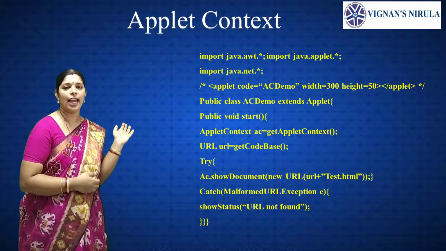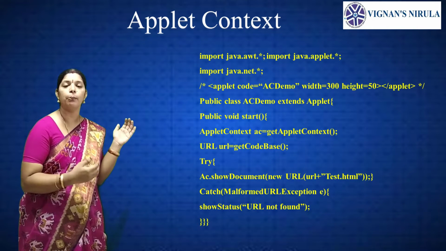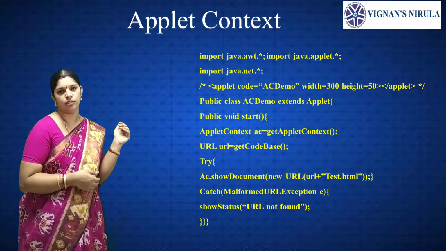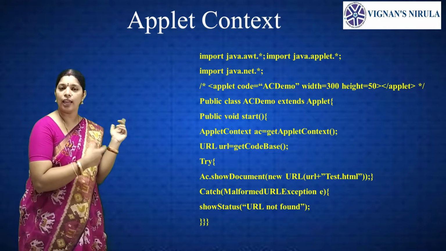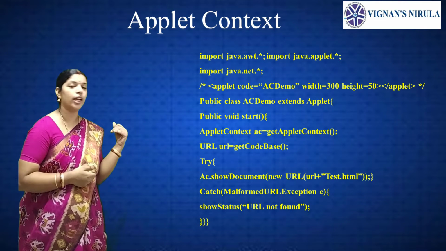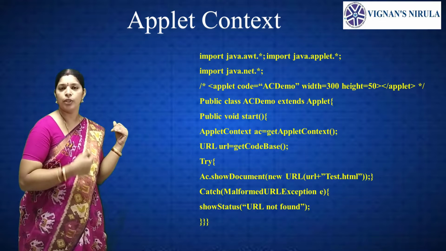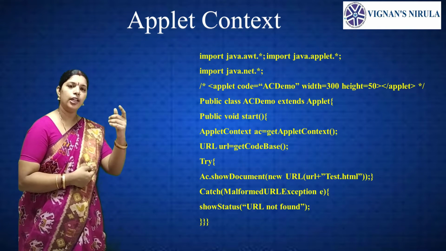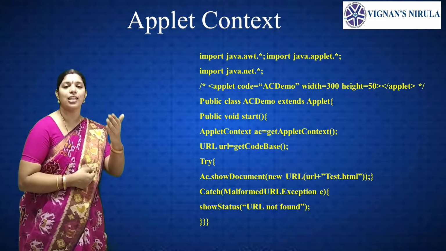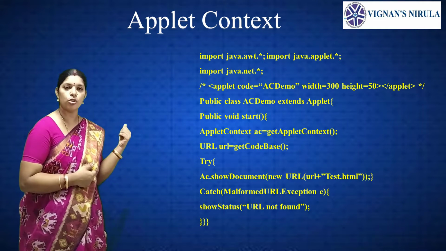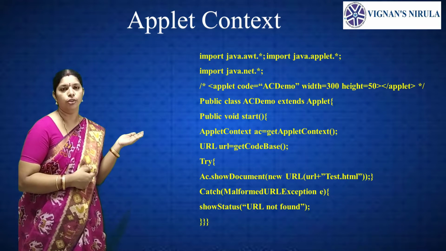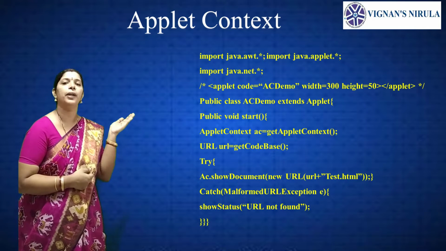Next, in the catch block we are using the MalformedURLException. Suppose the URL is not present, in that case we are catching the exception as MalformedURLException. And next we are displaying the status of the current URL. So here in the catch statement we are printing the error message. So here showStatus equals showStatus of the URL is not found. So this is the example for the applet context.